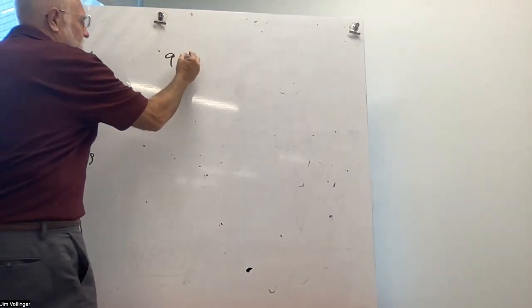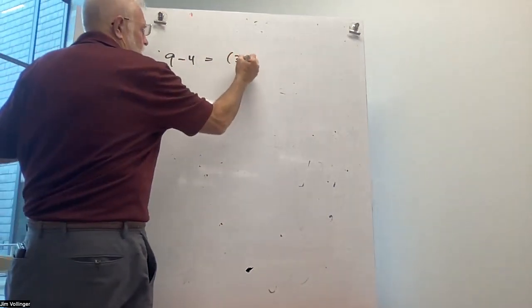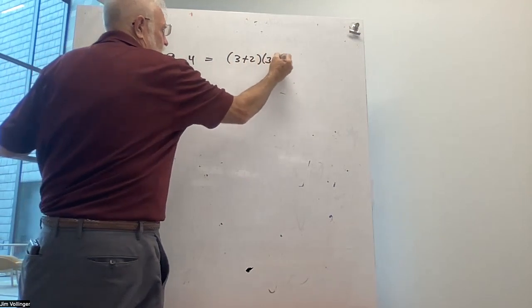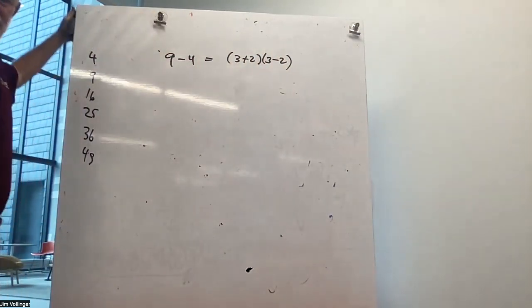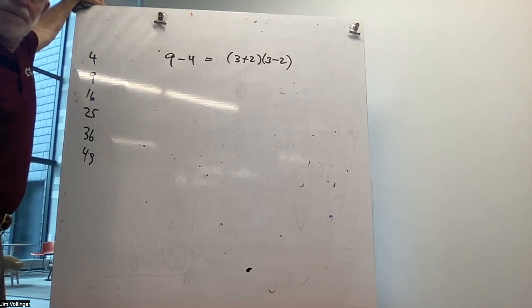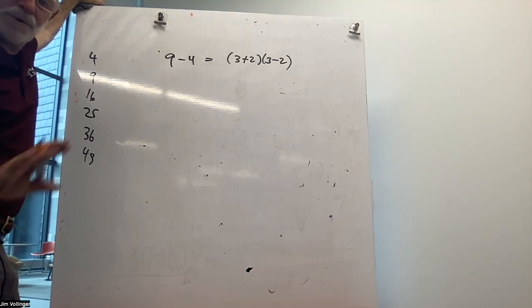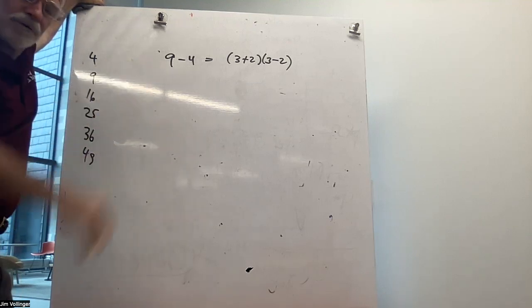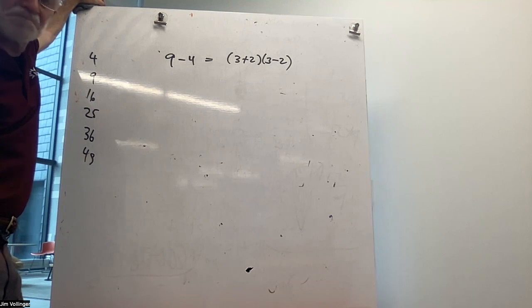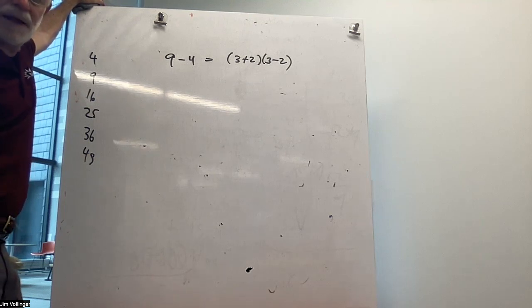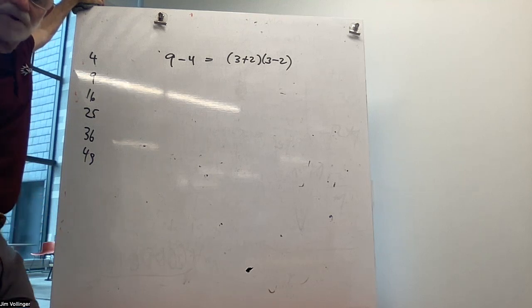So let's look at 9 minus 4. It turns out that's equal to 3 plus 2 times 3 minus 2. And I encourage you to hit the space bar right now and see if you can draw the picture associated with the sentence that I just wrote. All right, I'm going to keep talking. So if you want to try to draw the pictures associated with the numbers on the board, think about it for a half a minute or a minute. If you come up blank, I'm just going to keep talking.